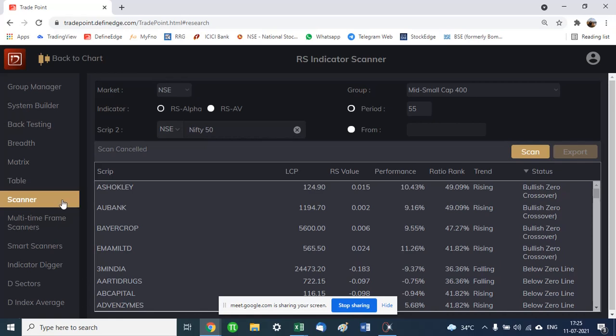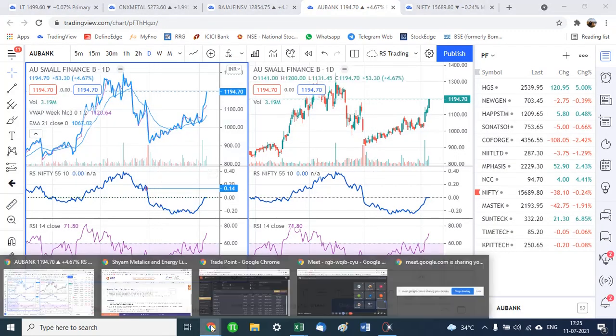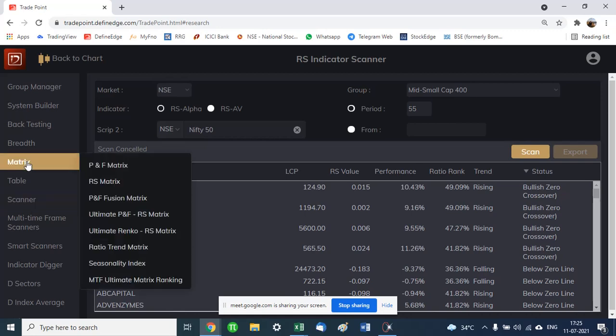So this is the RS indicator scanner. I wanted to touch upon this because it correlates very easily with my webinar on relative strength, and this helps us identify the stocks which are coming up above the zero line. Okay, am I clear?